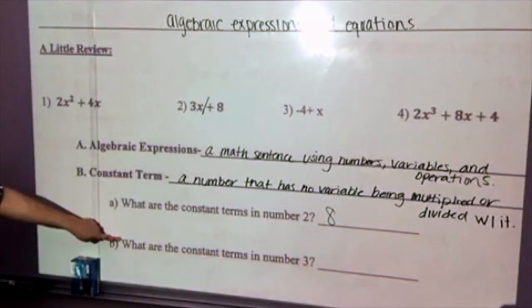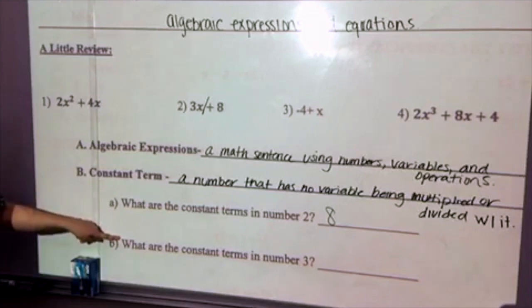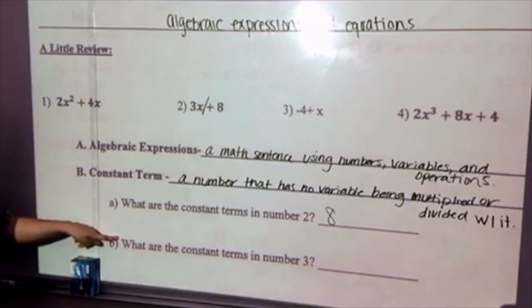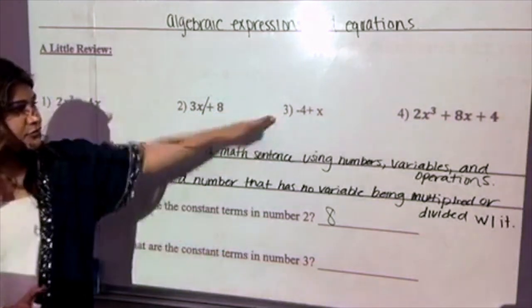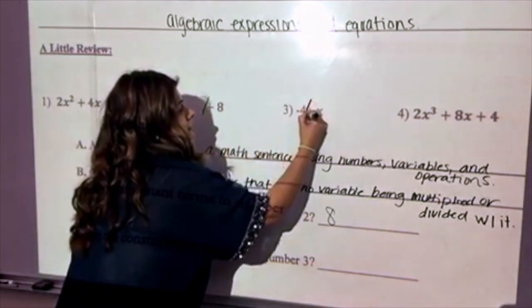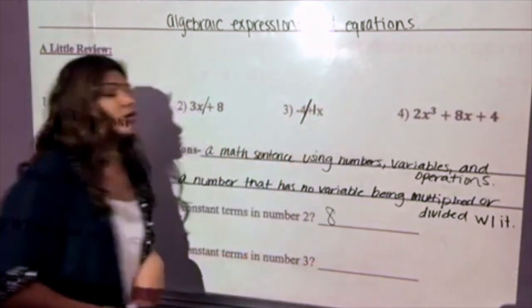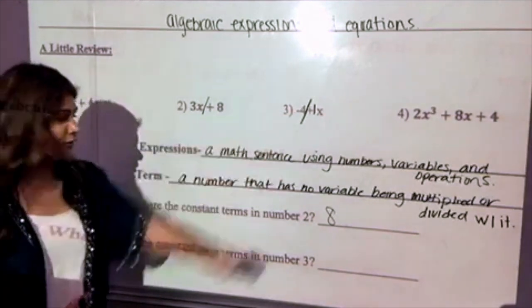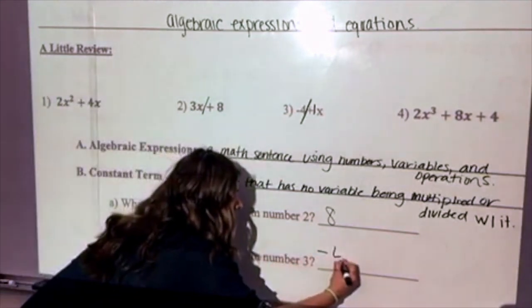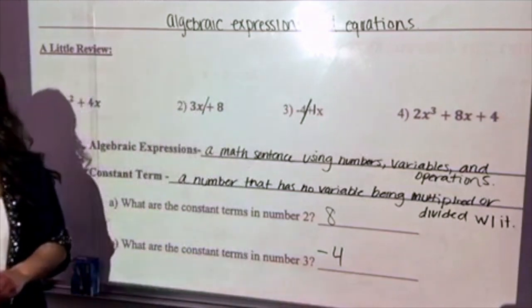What are the constant terms in number 3? Pause the video and see if you can figure it out before we give you the solutions. In number 3, the number that is standing alone, not being multiplied or divided by a variable, is -4. Hopefully that is what you also got.